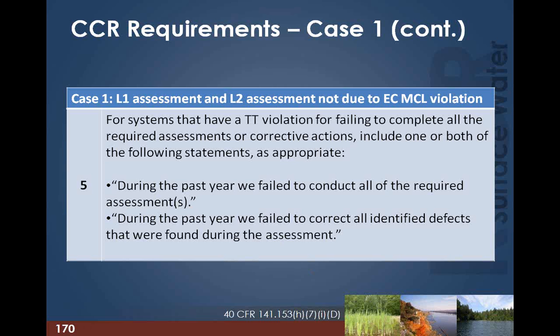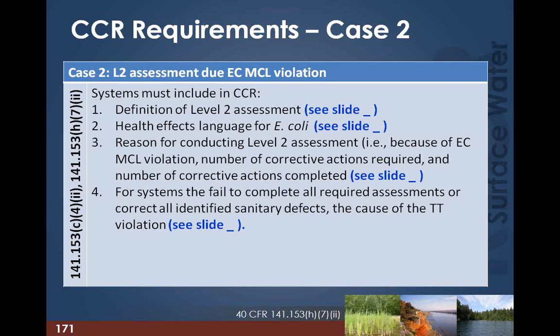So those are the Consumer Confidence Report requirements for Case 1. For Case 2, where there was a Level 2 assessment report and that Level 2 was required due to an MCL violation, you have to include, this looks similar to what we were looking at, but now we're really focused on a Level 2 assessment. So that definition of a Level 2 assessment, the health effects language for E. coli, which we'll see, the reason for conducting the Level 2 assessment, and if you failed to complete any of those assessment or corrective action steps.